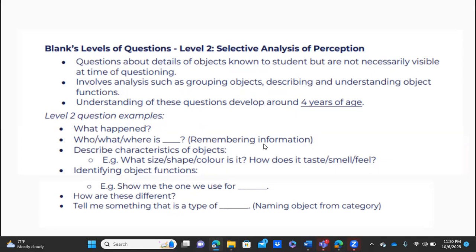So asking them, what happened, who, what, where is. These are basic recall, asking them about characteristics. If we're trying to get them to distinguish, for example, between different types of animals, we're teaching them kingdom, phylum, class, order, those sorts of things. We could begin to ask them about different characteristics after they've read something or after we've studied something for a little bit. They should be able to categorize here, naming an object from a category.